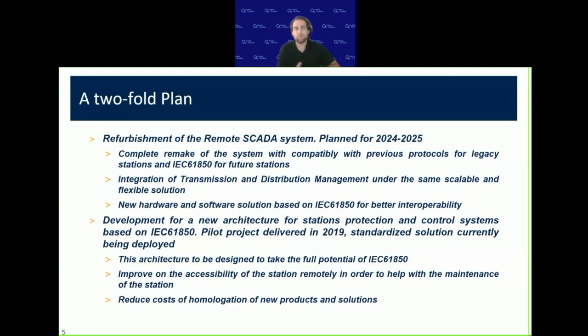At the same time, we need a new architecture, a new protection and control system inside the stations that will be able to provide 61850 to the remote SCADA system. So this new architecture was designed with 61850 in mind to take the full potential of the 61850: communication, standardization, and interoperability across multiple vendors for that solution.